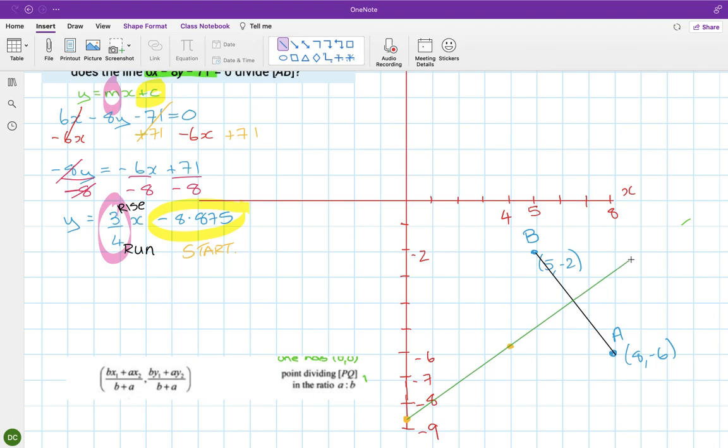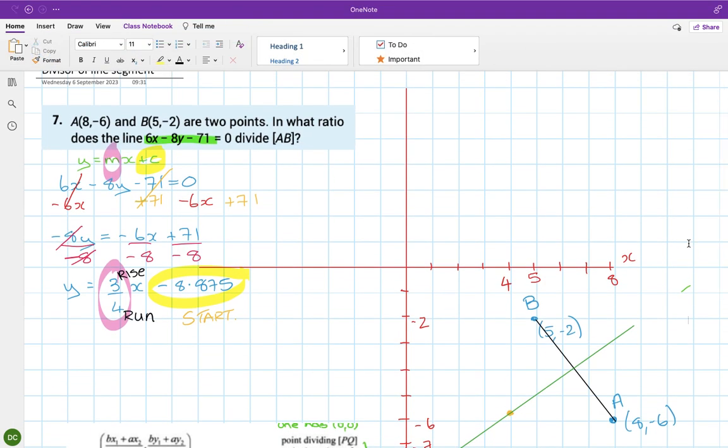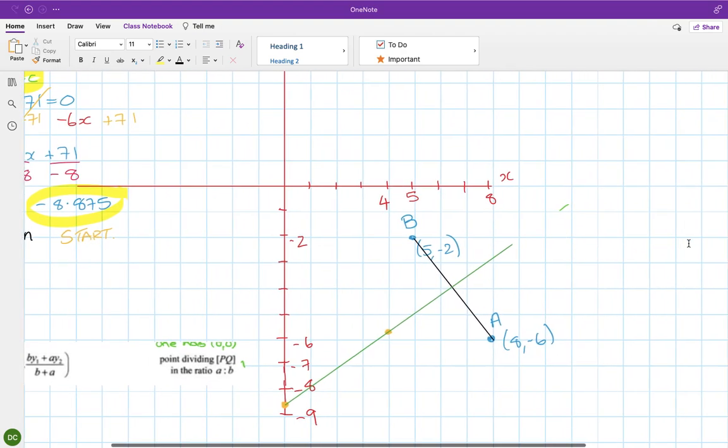Okay, so that is the line 6x minus 8y minus 71. Yeah? Okay. So that line, oh, that's what the A and B was. That green line I've just drawn cuts up the line AB in the ratio A is to B. And in what ratio? So we actually need to figure these out. We need to know what A is and what B is.